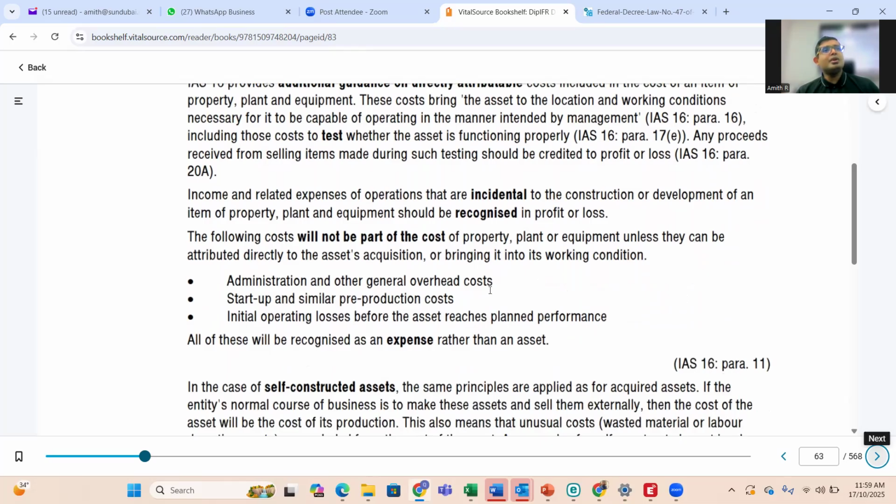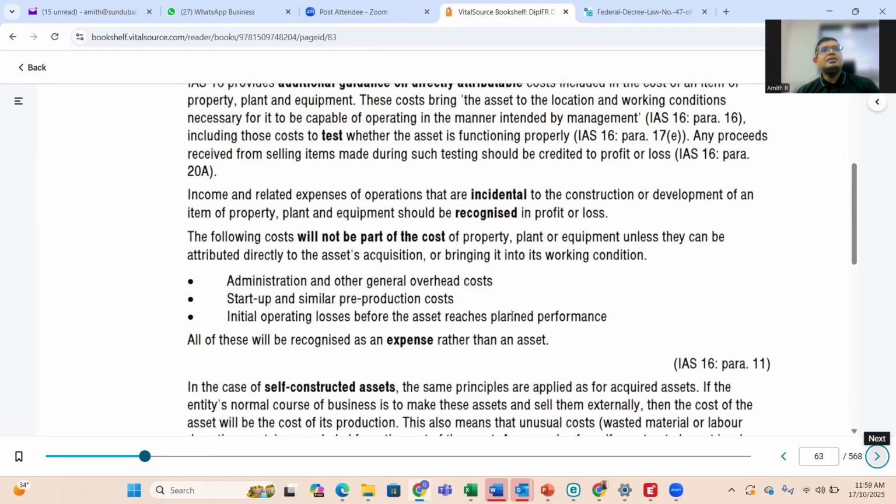Administration and other general overheads. Let's say depreciation of this table. If it's not directly attributable, it is not included, unless this table is kept there, right? Startup or similar pre-production cost and initial operating losses before the asset reaches its planned performance. There would be normal losses, right? So all that, don't capitalize unless you can directly attribute it to a product. What is meant by this initial operating loss before the asset reaches planned performance?